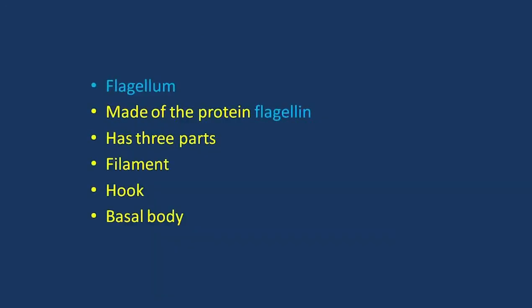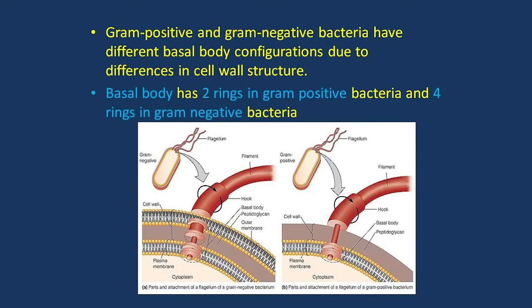Now let us look at the bacterial flagellum. It is made of the protein flagellin. Bacterial flagellum has a very simple structure compared to the eukaryotic flagellum. It has only three parts, the filament, hook, and basal body. Gram-positive bacteria and gram-negative bacteria have different basal body configurations due to differences in cell wall structure. The basal body has 2 rings in gram-positive bacteria and 4 rings in gram-negative bacteria.